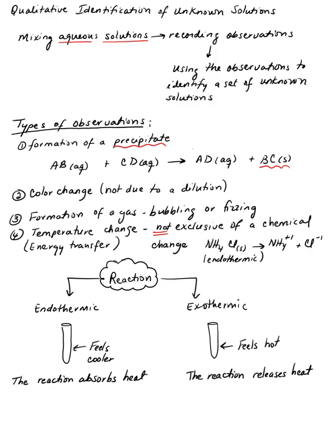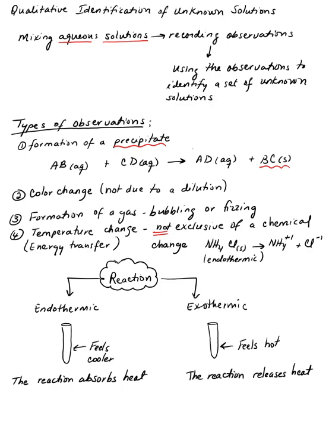The types of observations that you have to be looking for during these experiments are the ones that I have listed here from 1 through 4. So you have formation of a precipitate, and a precipitate is a solid compound. So you're mixing aqueous solutions. Those solutions are prepared by dissolving a compound or a substance in water as a solvent. So you have your aqueous solution.